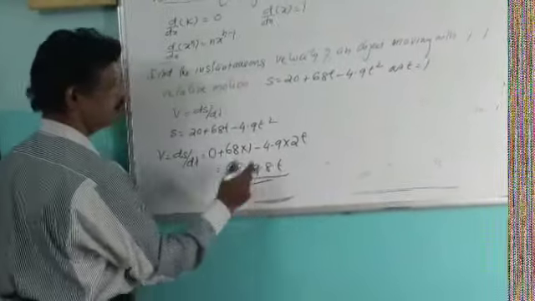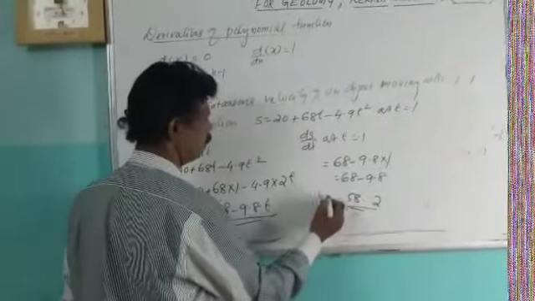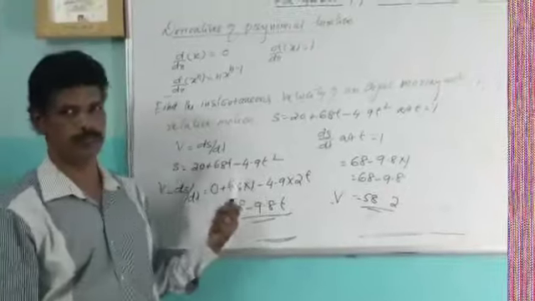That is ds by dt, or instantaneous velocity at t equal to 1, is v equal to 58.2. Okay, that is the instantaneous velocity at t equal to 1, 58.2. That portion is over. The problem is solved. We'll take the next in the next video.